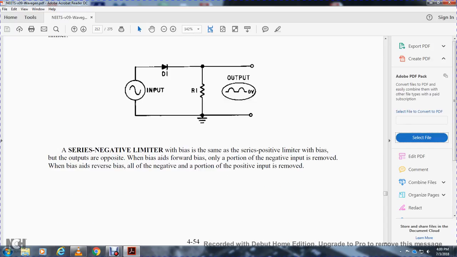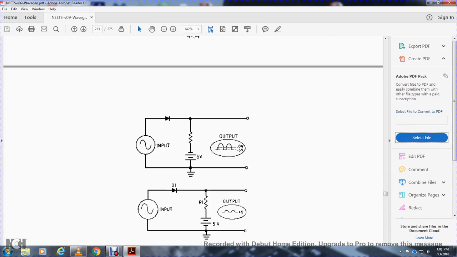And the series negative limiter with bias is the opposite of the series positive limiter with bias. With forward bias only a portion of the negative input is removed, and with reverse bias all of the negative portion of the input is removed.